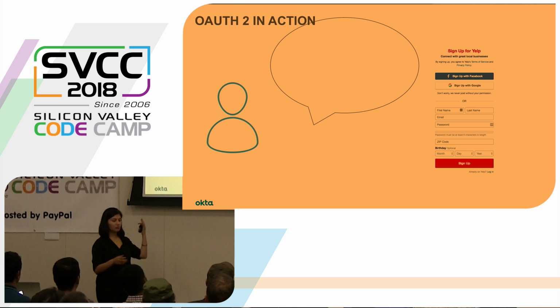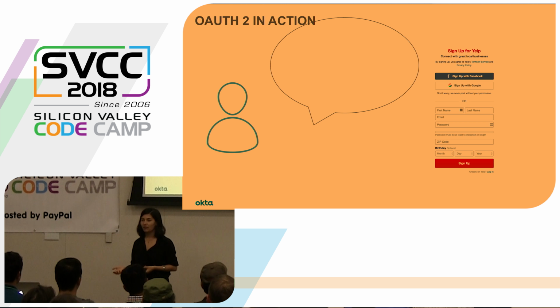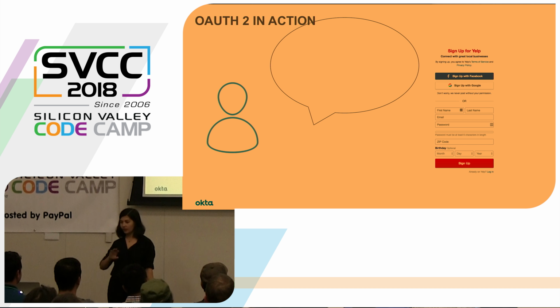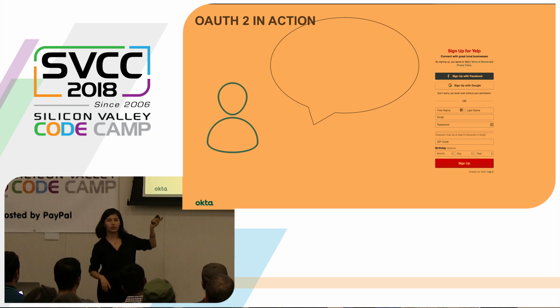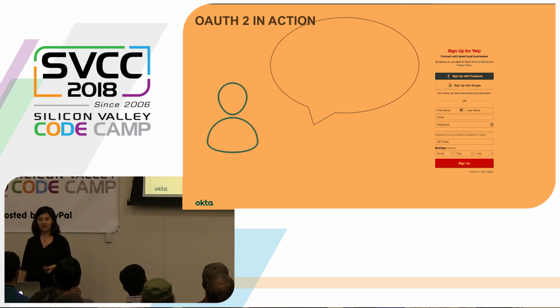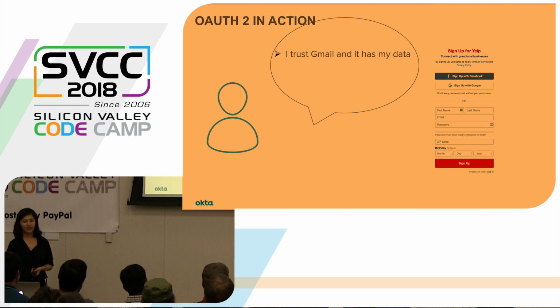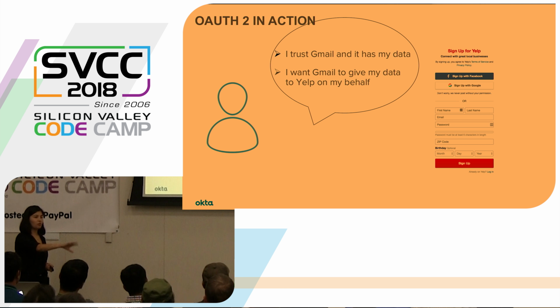When I open up Yelp and try to sign in, it gives me a couple of options. One is to sign in with Facebook. Another is to sign in with Google. The other is to just enter my data. Basically, what this whole presentation covers is what goes on behind that sign in with Google scenario. In this case, I'm saying that I trust my Gmail, which has my data, and I want to give my data from my Gmail account to Yelp instead of creating a new data source, right?